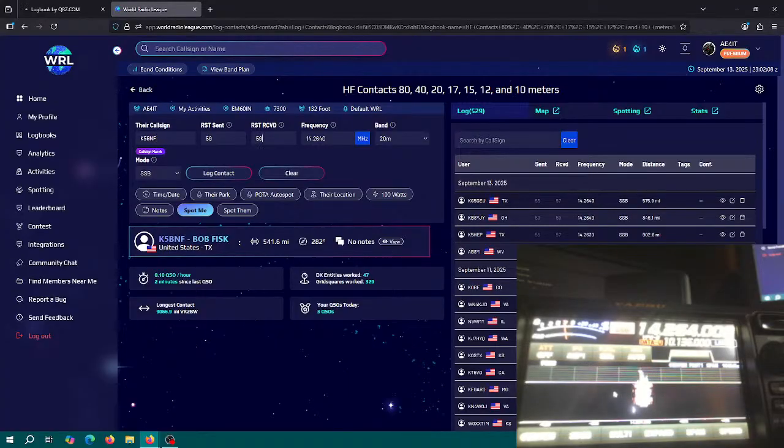This is Alpha Echo 4 India Tango, Alpha Echo 4 India Tango, calling CQ on 20 meters, and standing by for any calls.